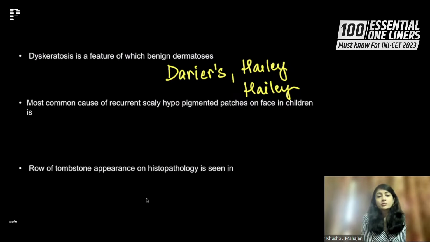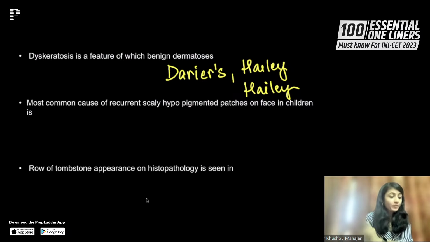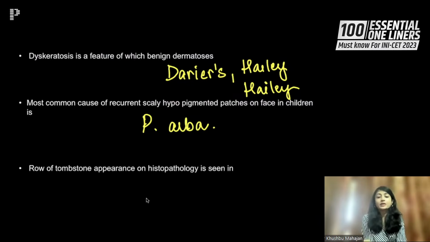Next question. Most common cause of recurrent scaly hypopigmented patches on face in children is? Yes, in Bowen's also you can see dyskeratosis, but I mentioned a benign dermatosis, so that you have to remember. Yes. So it will not be P versicolor. Yes, it would be pityriasis alba. P alba presents with recurrent scaly hypopigmented patches.